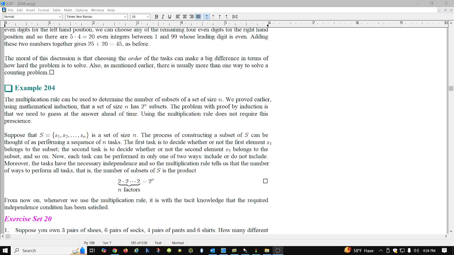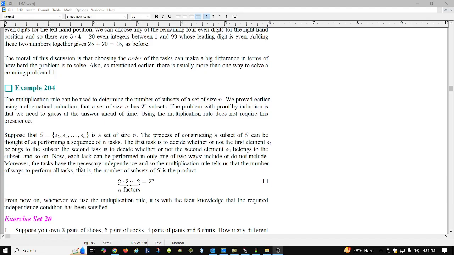Suppose that we have a set s1 through sn of size n. Think about this construction business like the license plates when you're in jail. How do you construct a subset? Well, you can do it by performing a sequence of n tasks. The first task is to decide whether or not the first element s1 belongs to the subset. The second task is to decide whether or not the second element s2 belongs to the subset, and so on. Each task can be performed in only one of 2 ways. Yes or no, include the element, don't include it.